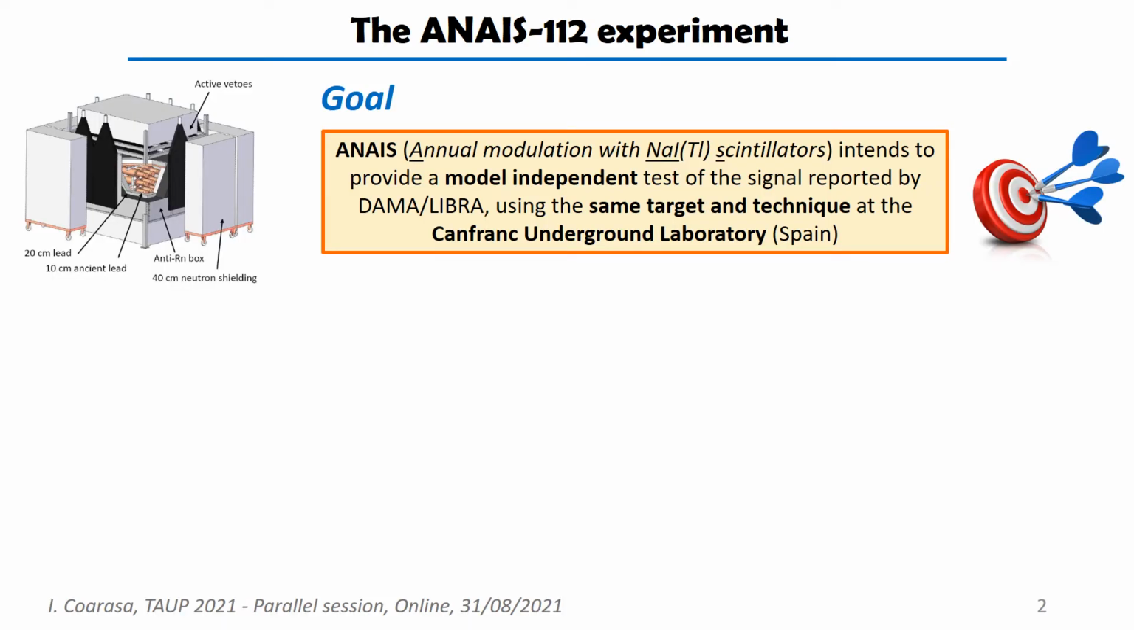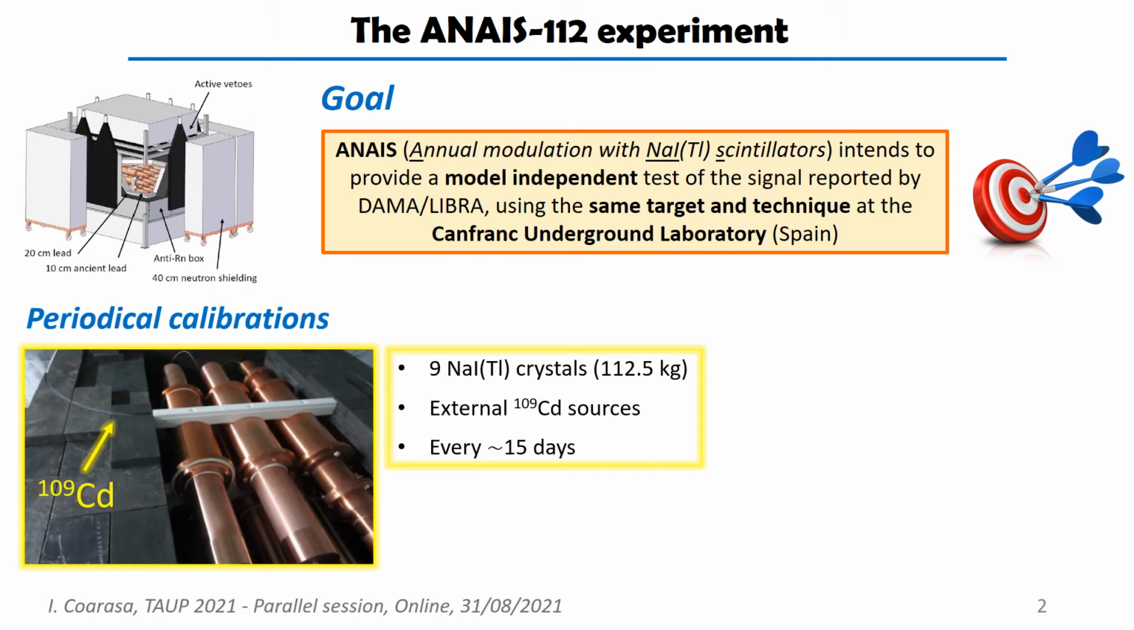ANAIS is a direct dark matter detection experiment aiming to provide a model-independent test of the signal reported by DAMA/LIBRA, using the same target and technique at the Canfranc Underground Laboratory in Spain. ANAIS-112 is operating an array of 3x3 ultra-pure thallium-doped sodium iodide crystals with a total mass of 112 kg since August 2017. All the 9 modules are simultaneously calibrated with external cadmium-109 sources every 2 weeks.